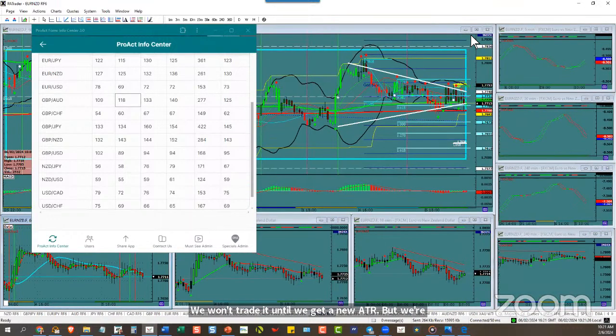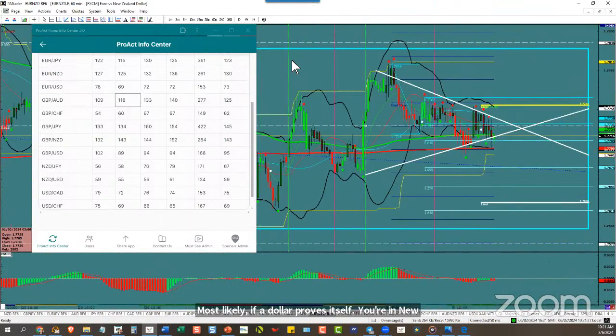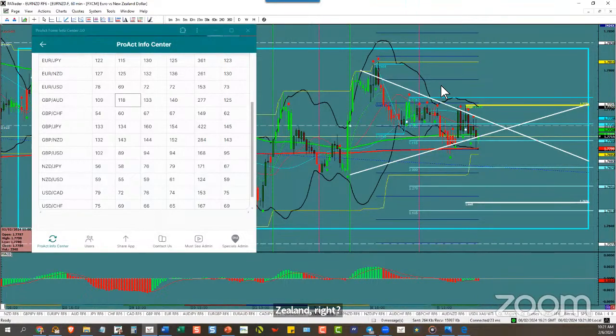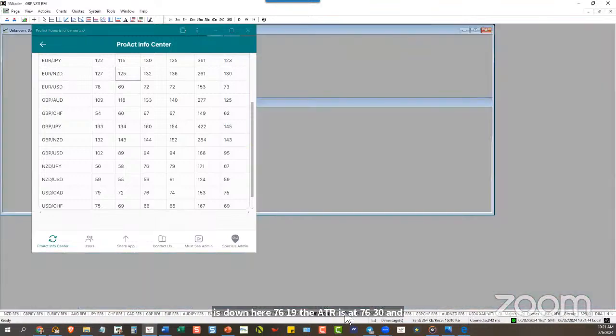You're in New Zealand, all right, stuck inside a pennant here, as you can see. Typically, this pennant, because of this up move, goes up, but with the dollar flipping, it's following the dollar down. So our target is down here at 76.19. The ATR is at 76.30, and Euro New Zealand has an ATR of 125 pips a day.